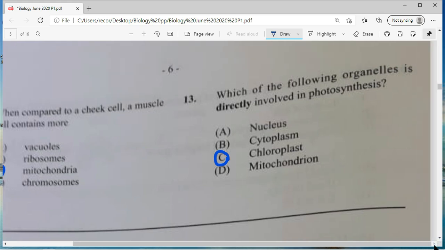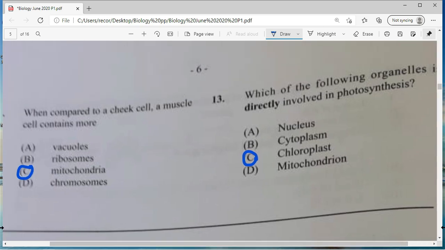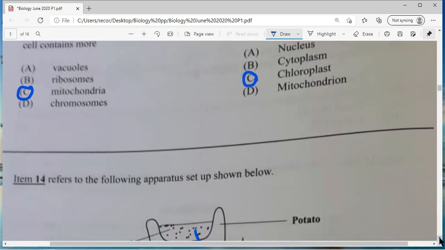Which of the following organelles is directly involved in photosynthesis? That is always going to be your chloroplast, which contains the chlorophyll. Now, the nucleus is of course responsible for the genetic information and controlling what happens in the cell. The cytoplasm is where the organelles are suspended. And of course, the mitochondria is going to be providing that energy that the cell requires. So C there is our answer for 13, as we make our way to question number 14.